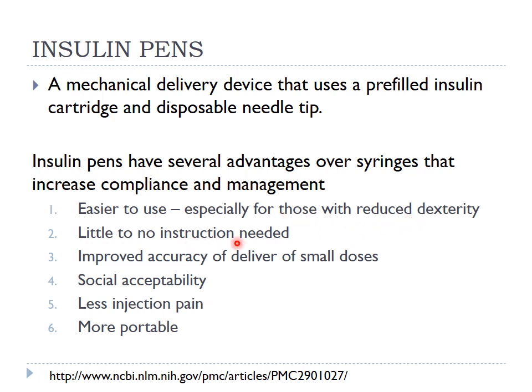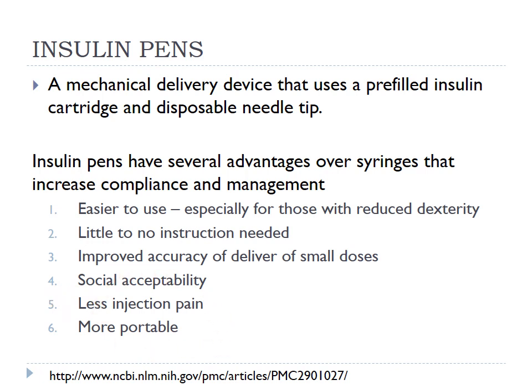Little or no instruction needs to be done with it, and I'll show you how later on. Improved accuracy for those smaller doses, some of them up to a half a unit. It's more socially acceptable to just see somebody pull a pen out and do an injection. Can you see what somebody thinks when someone uses an insulin syringe? It could be, is that insulin you're giving yourself? You're giving yourself some heroin. It's more socially acceptable, less injection at the pain site, and it's much more portable.